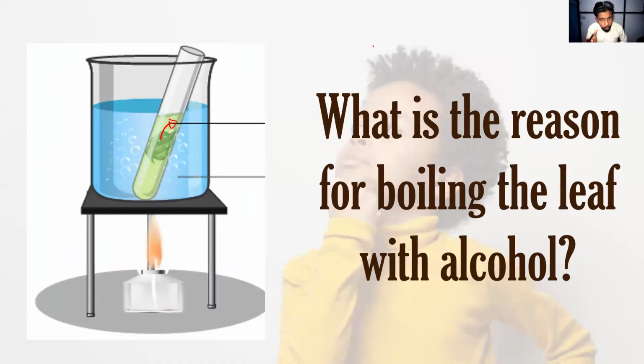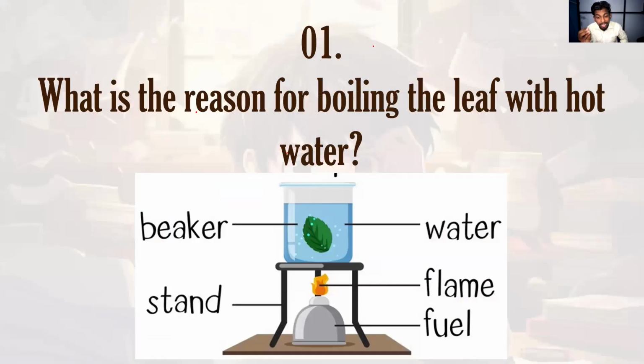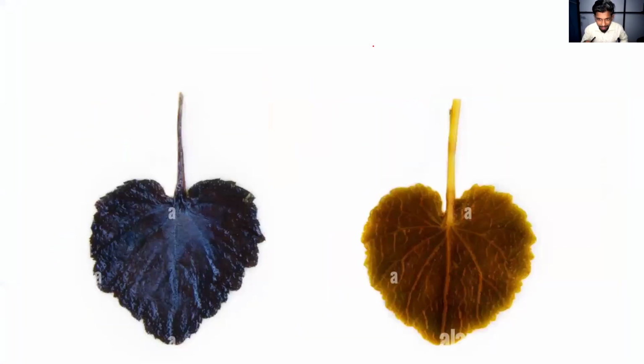If you want to observe the color change, and the leaf is dark green, we cannot observe the color change, right? If the leaf is dark green in color, it will be difficult to observe the color change. So that's why we are removing all the chlorophyll and making the leaf a pale color.